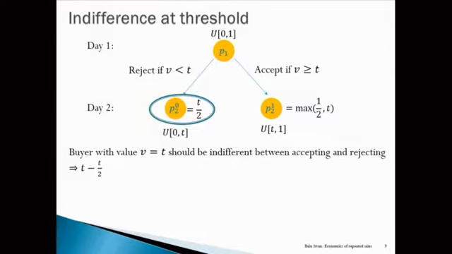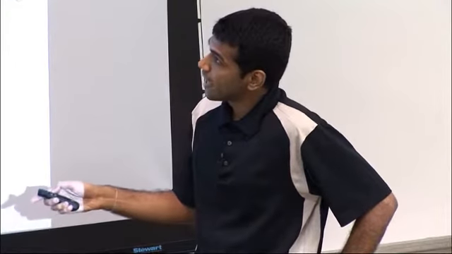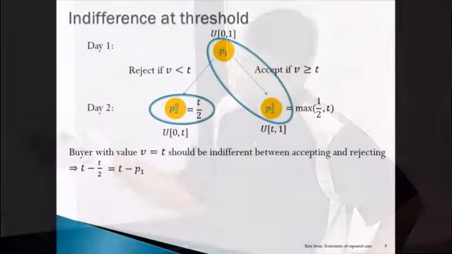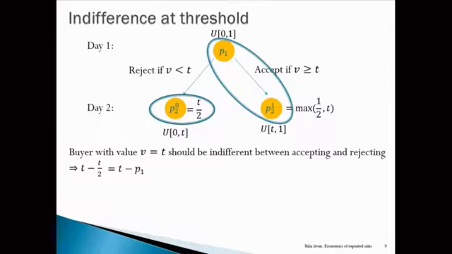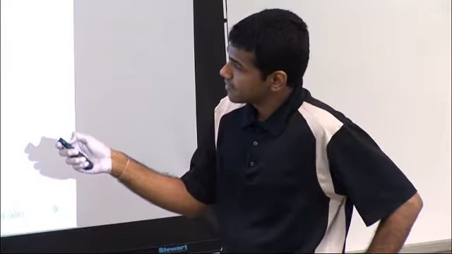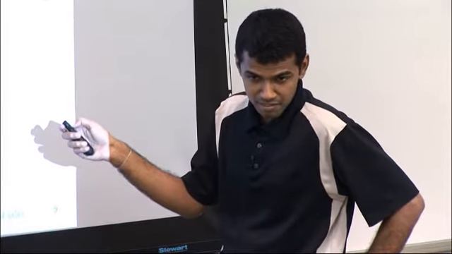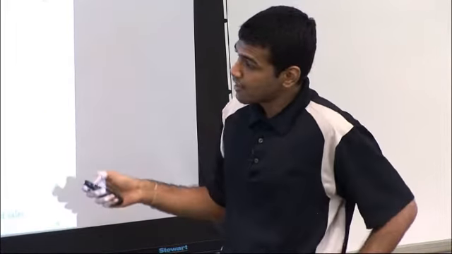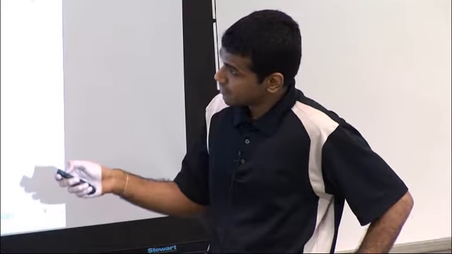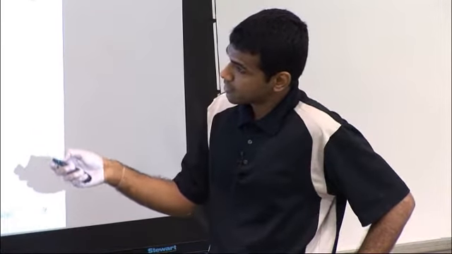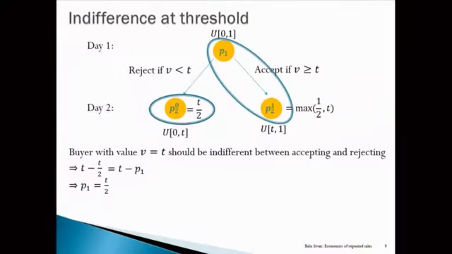So that is this utility, t minus t over 2. His value is t, price is t over 2. If he accepts, he gets to buy on both these days, right? And his utility is t minus p1 on the first day. On the second day, he doesn't get any utility because the price is at least the threshold t, right? The seller knows this information. So this left-hand side utility after rejecting should be equal to the right-hand side utility. So this will give p1 as t over 2.